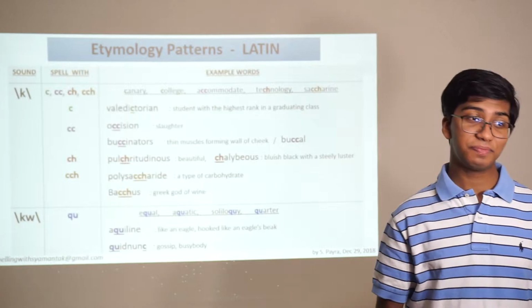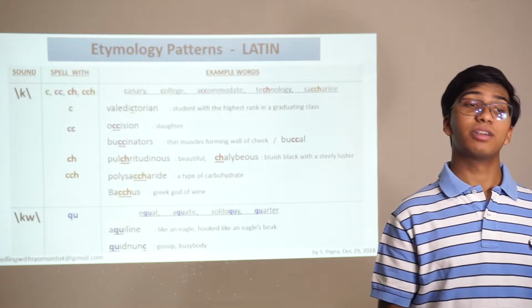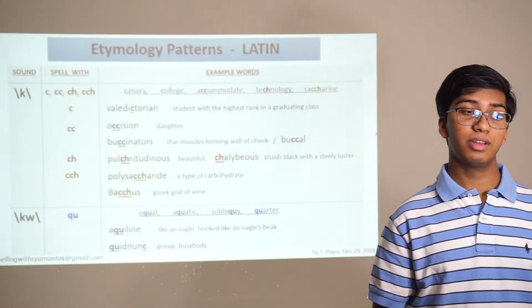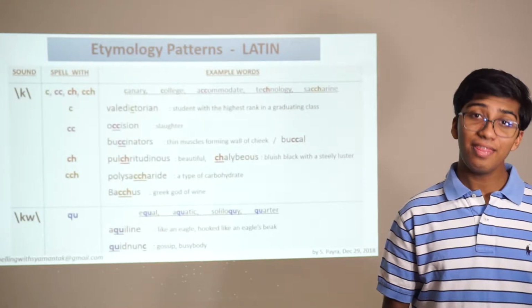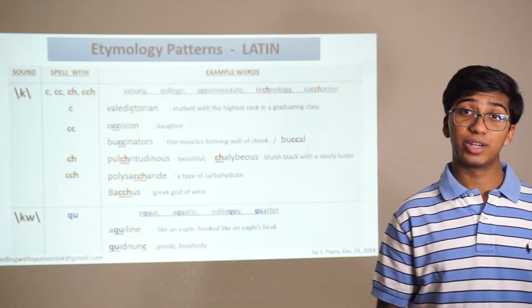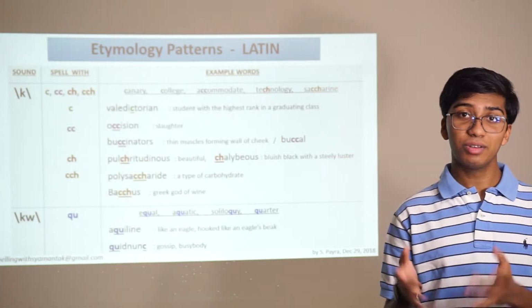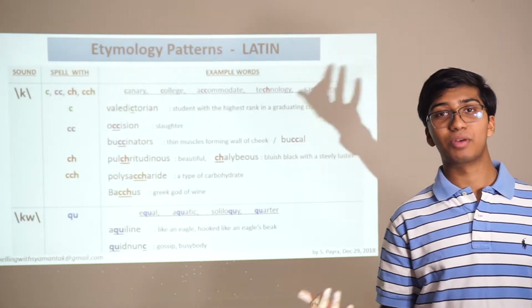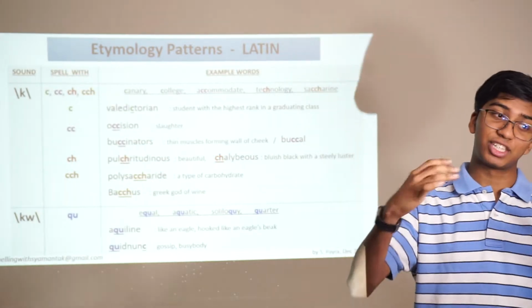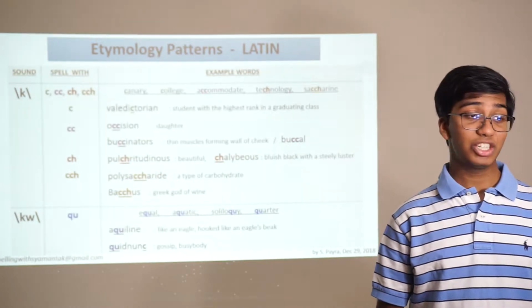Occasionally you'll have a CH. Pulchritudinous means beautiful. Comes from pulcher, beauty. You also have the word chalybeous, bluish-black with a steely luster. That also has a CH. And then you occasionally have words with three consonants in a row. Polysaccharide, a type of carbohydrate. That comes from the roots poly, which means many, and saccharide, which means sugar. Notice the resemblance there. And then ide is like a chemical form ending. Basically, polysaccharides are complex carbohydrates that have multiple small parts attached together. Then you have Bacchus, the Greek god of wine, with a CCH.